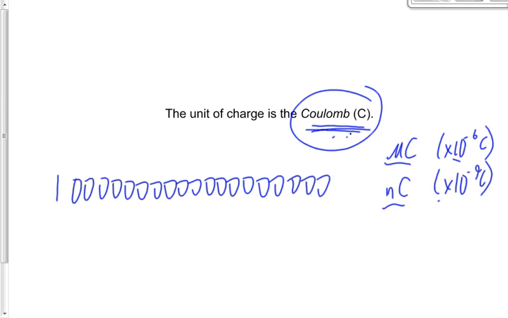All right, so it takes about that many electrons to make up a coulomb of charge. What exactly is the charge of an electron? Well, minus 1.60 times 10 to the minus 19 coulombs. So it takes about 10 to the 19 electrons to make up a coulomb.